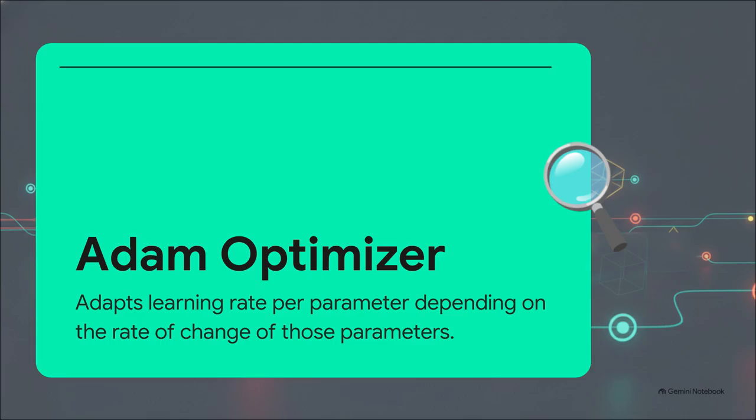Now, standard stochastic gradient descent just uses one blanket learning rate for the whole network. But the Adam optimizer? It's a completely different beast. Adam scales learning rates individually, per parameter, based on a decaying average of past gradients. It dynamically adapts, which drastically speeds up how fast you reach the bottom of that curve.